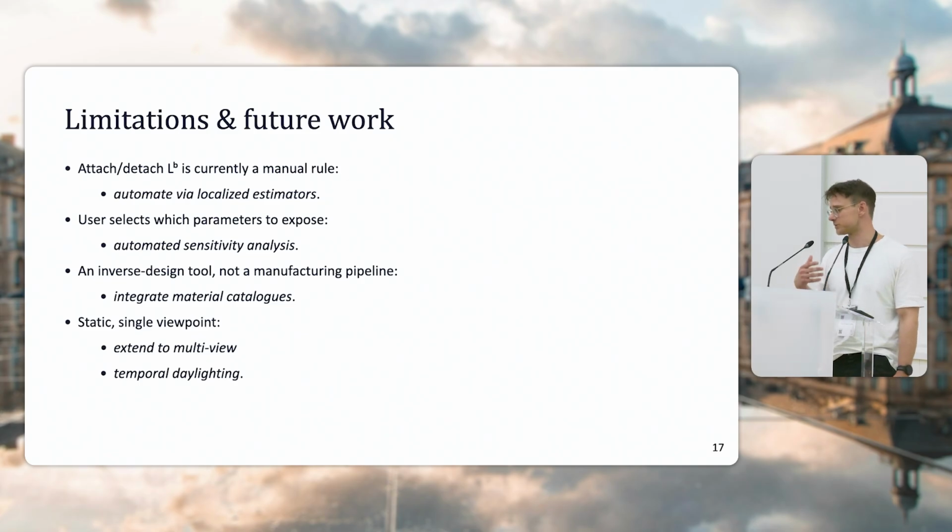But automating it via some sort of localized estimator is one potential future work, and the user also still just picks which parameters to expose. A layman like myself doesn't know which parameters or materials I would want to use to reduce glare, but maybe a lighting engineer would. Potentially, an automated sensitivity analysis would help someone with not as much understanding pick which materials to use.